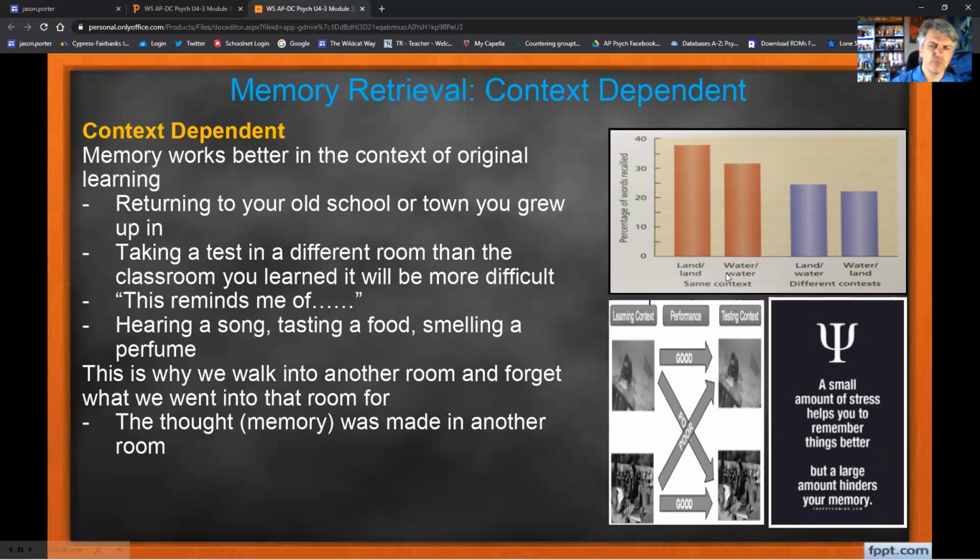There was a study where they were trying to get people to recall certain vocabulary words. One group of people was taught on land, and then they were tested on land. Another group of people they put in scuba equipment, and they learned underwater and were tested underwater. Then they went the opposite. One group of people learned on land, then they got on the scuba equipment and took their test underwater. One group of people learned underwater, then they took off their scuba equipment and were tested on land. And notice when the context changes, the memories weren't as clear.